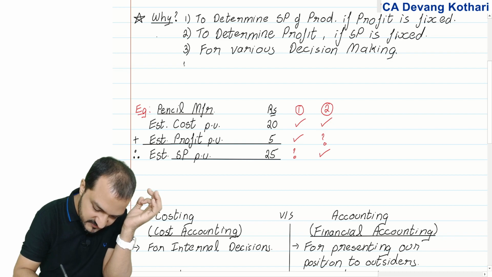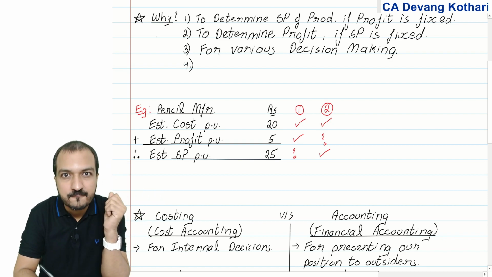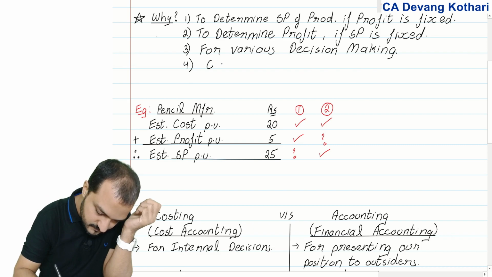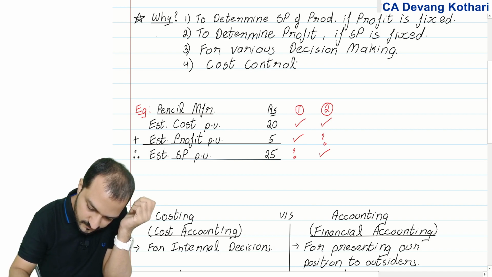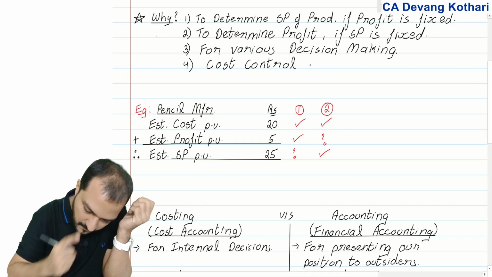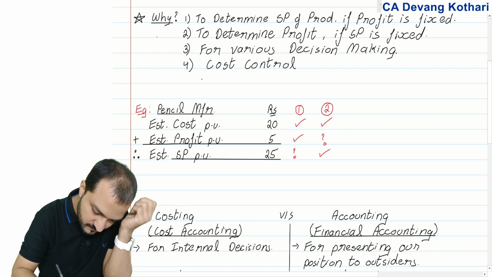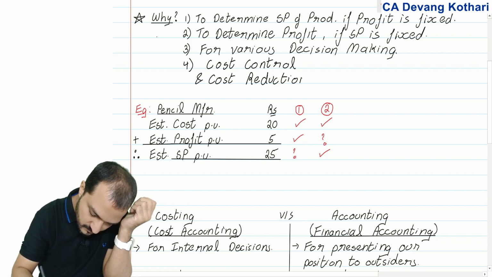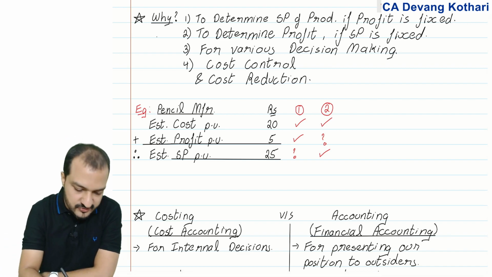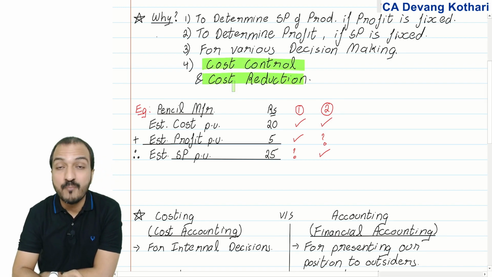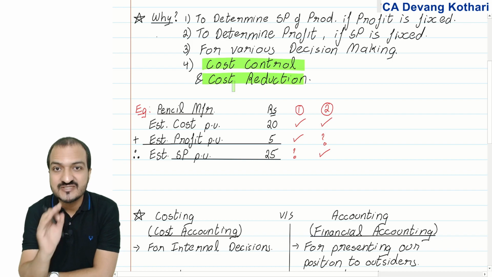And the fourth purpose, a very important one, is called cost control and cost reduction. Now this is very important. In fact, it is an important concept in your introduction chapter of the subject.